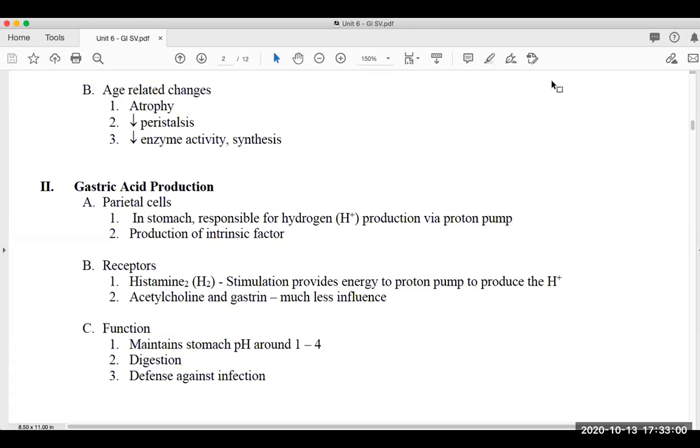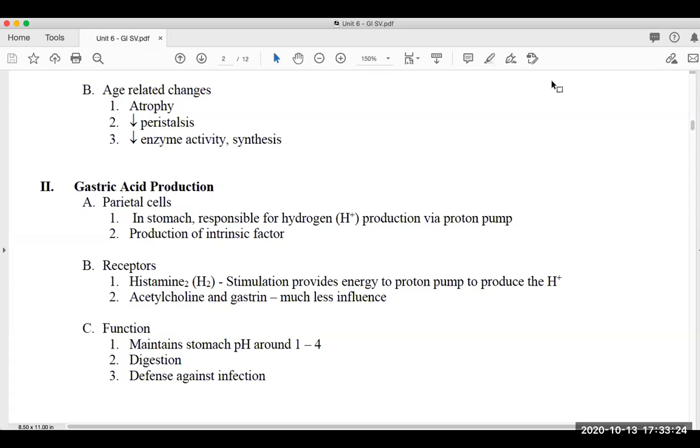Age-related changes that actually occur. As a patient ages, we look at things such as atrophy. Atrophy is basically a gradual decline in effectiveness, or maybe a wasting away due to the degeneration of cells. And that's just going to happen as we age. Our cells basically age and then maybe even eventually die off. So they degenerate. Decreased peristalsis.